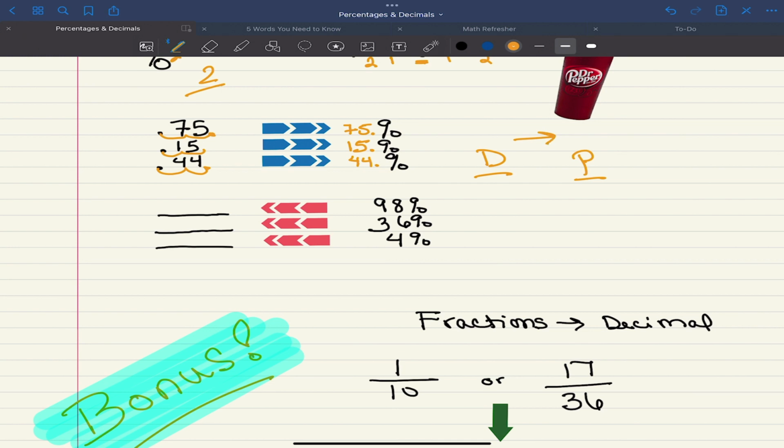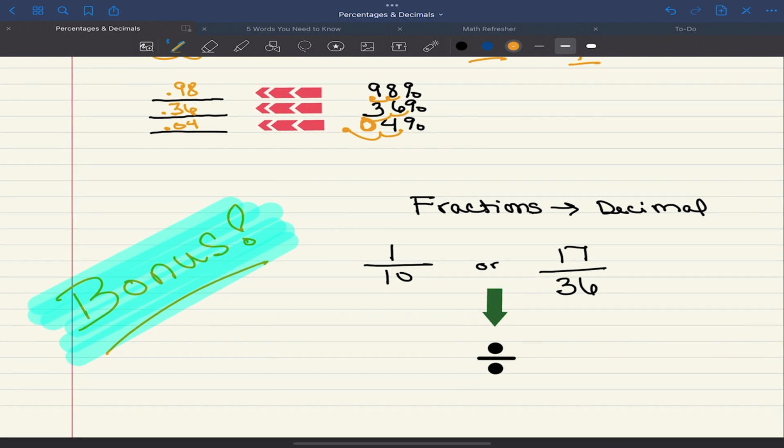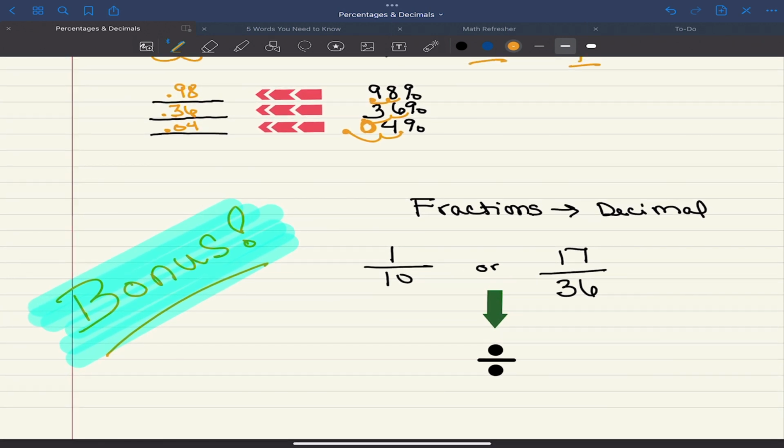Well, if you have a percentage, that means we need to go 2 to the left to get the decimal. So 98% would become 0.98. And 36%, we're going to move that, 1, 2, would be 0.36. And 4% would be 1, 2. There's that 0 here, so it would be 0.04. Hopefully that makes sense, but as a bonus, let's talk about fractions and decimals.